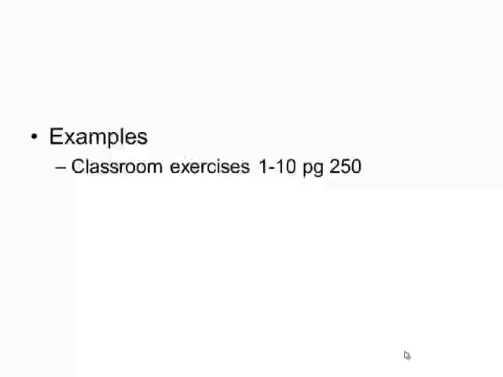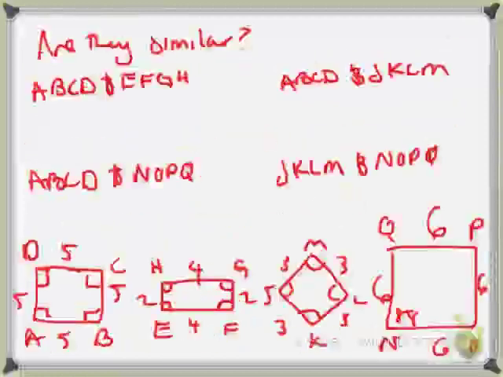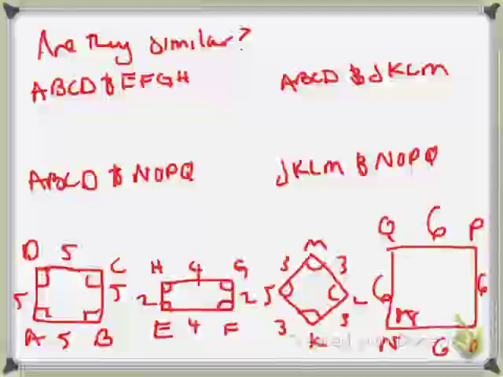More examples here. I have 4 figures drawn here, and we're going to talk about them in pairs to decide if they are similar. A, B, C, D, and E, F, G, H. Are they similar? So similarity means 2 things. Angles congruent, sides in proportion.